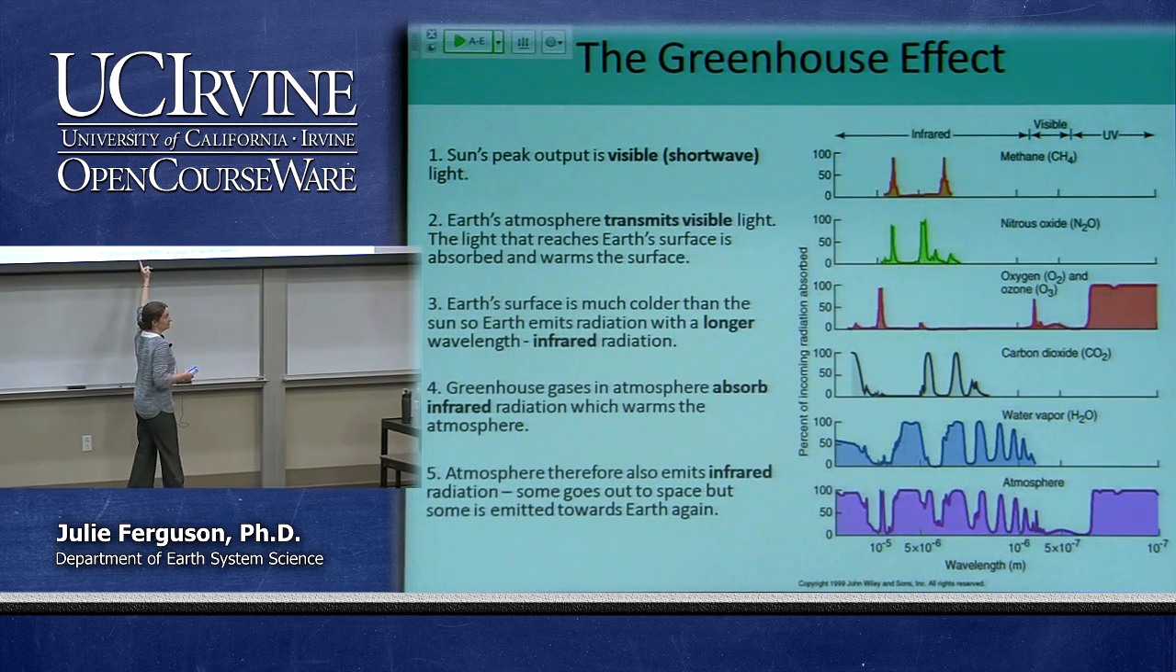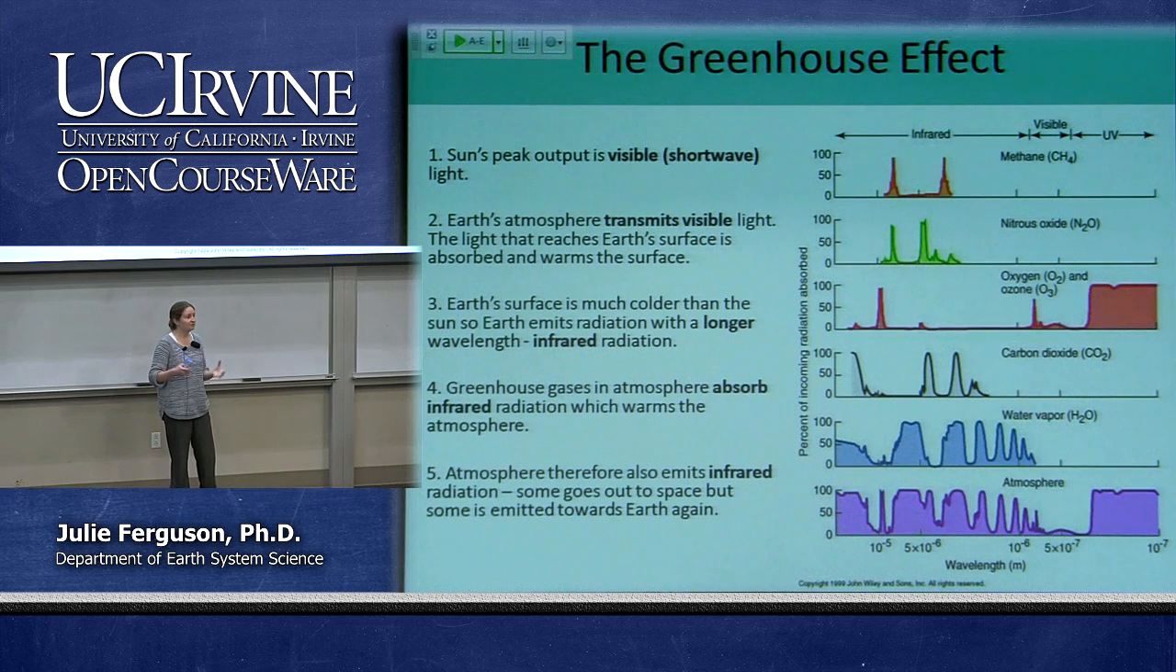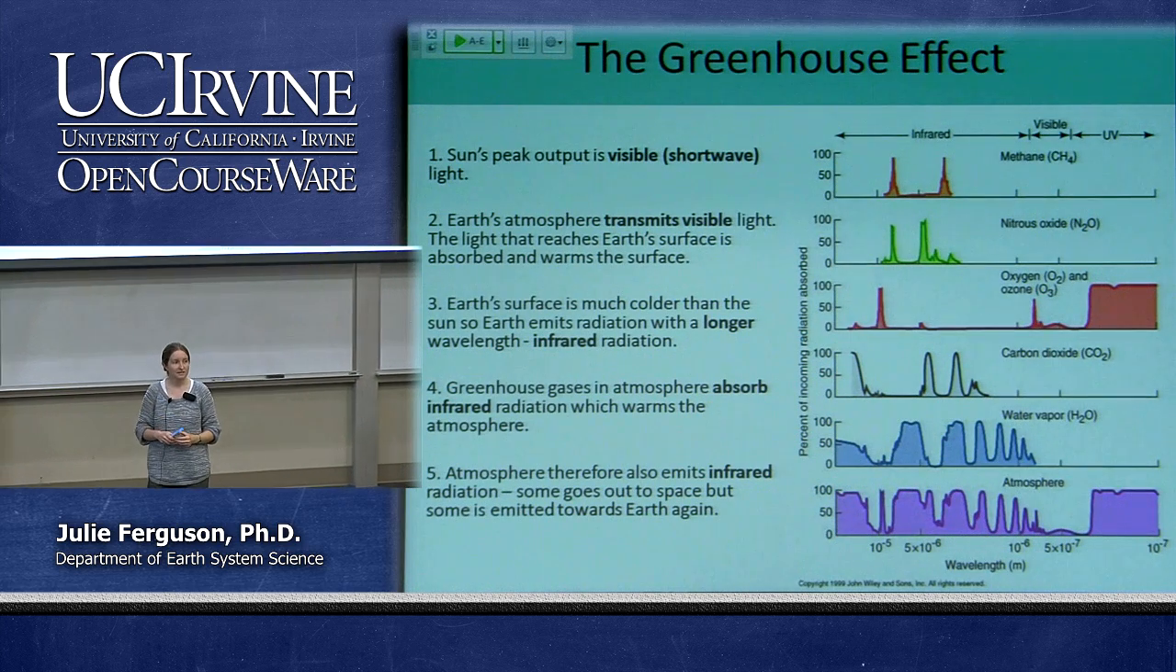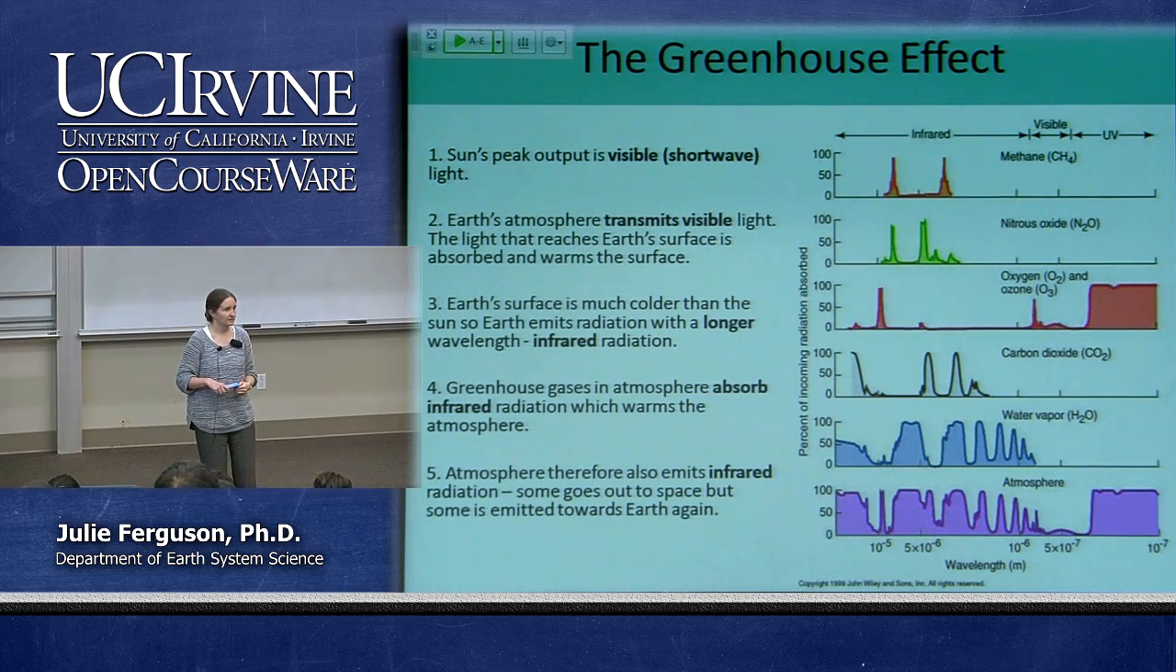And look how good the atmosphere and those different gases are at absorbing energy in those particular wavelengths. So we have our nice visible shortwave radiation coming from the sun that comes straight through and hits the ground, and we absorb it. But when the Earth tries to radiate that energy back out to space, all of these gases get in the way and trap that energy. Does that make sense? Because that's a really important idea, I think.